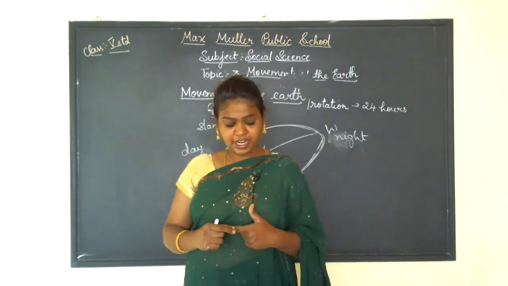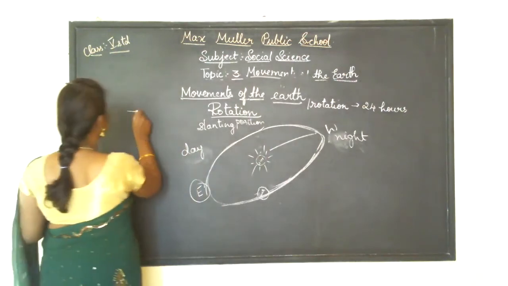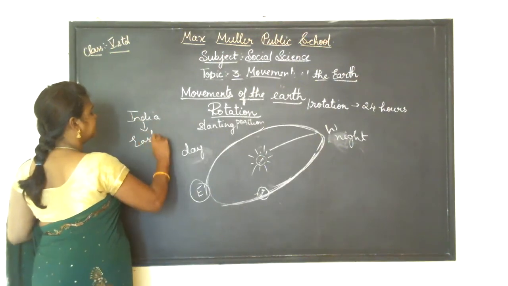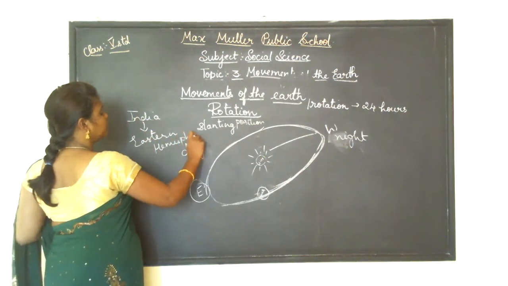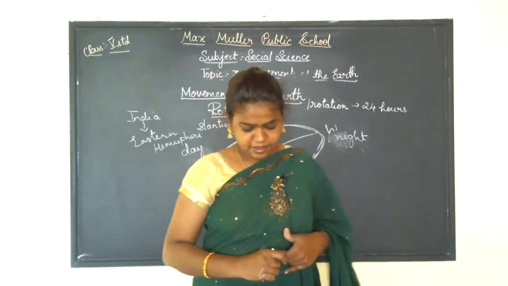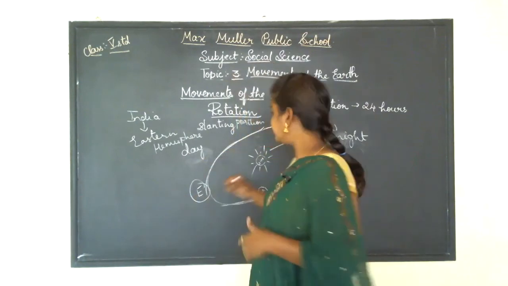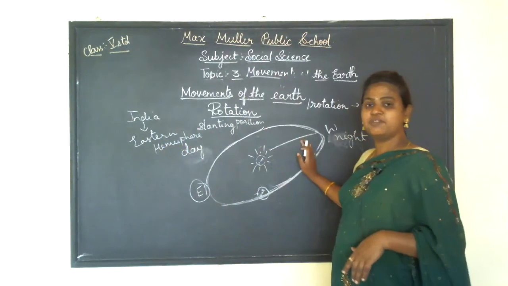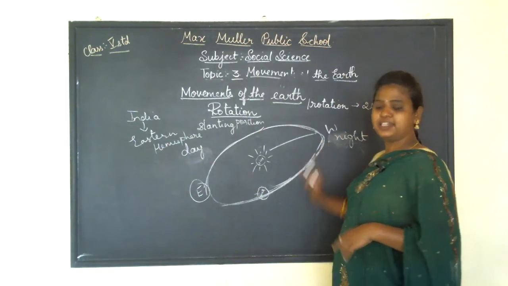So here, where does India lie? India lies in the eastern hemisphere. So when it lies in the eastern hemisphere, what happens? Here it's facing the daytime. When India is having daytime, what happens? The other countries which are present in the western hemisphere will be facing night.